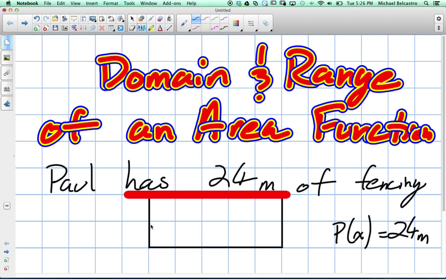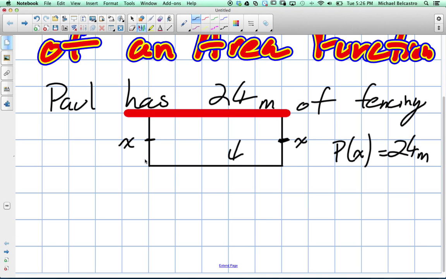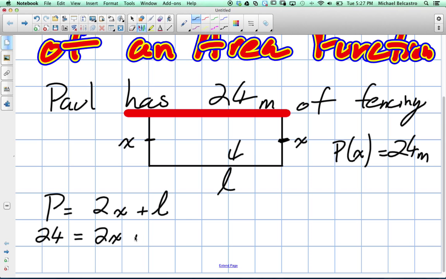Because it's a rectangle, we know that these two sides are going to have to be the same. So what we'll do is we'll call both of those x. Now this length here, we kind of have to figure out what we can do with it. If we were to represent this as perimeter, we'll call this L. Perimeter would equal 2x plus L. And we know the perimeter itself is 24 meters, so 24 is equal to 2x plus L.